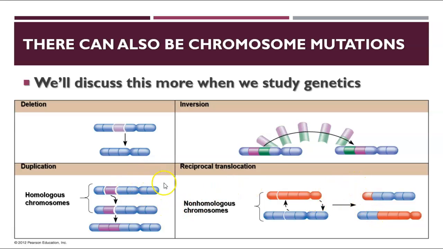We'll talk more about these when we talk about genetics, and we'll talk about how this happens and what kind of problems can result from that. But these are always going to be problematic. They're going to cause big changes, big problems in the offspring. And that's the end of the notes for Unit 8.